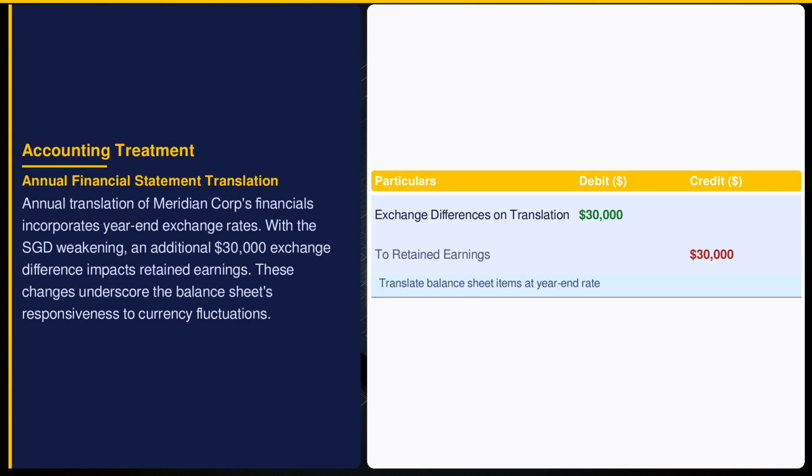Translating balance sheet items at year-end is a hallmark of IAS 21 compliance. Meridian Corporation must reflect all foreign currency items at the closing rate, impacting both equity and retained earnings. These adjustments ensure that financial statements accurately represent the entity's financial position in USD.